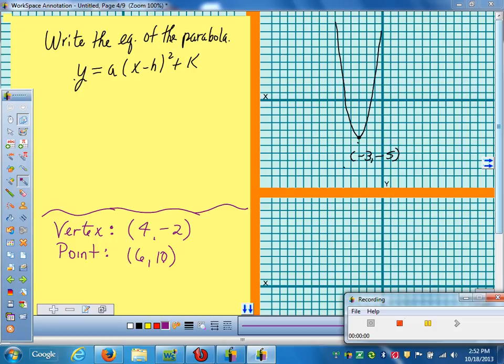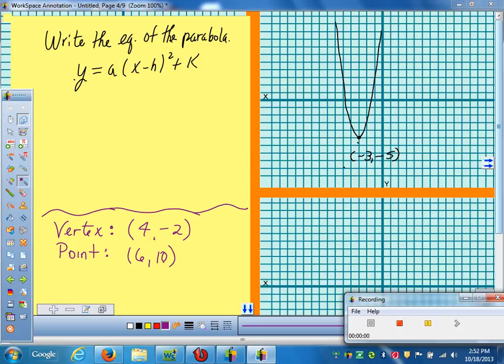So I'm giving you this graph. I'm telling you the vertex is at negative 3, negative 5. I want you to write the equation of that parabola. Okay, which form is going to be easier, standard or vertex? To do something like this, you have to do it in vertex. Standard just would not work well.